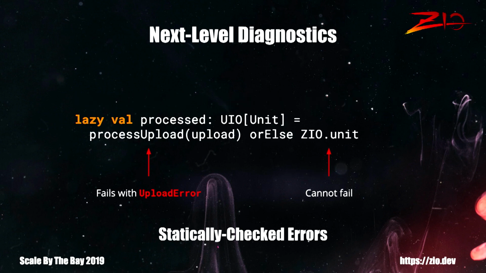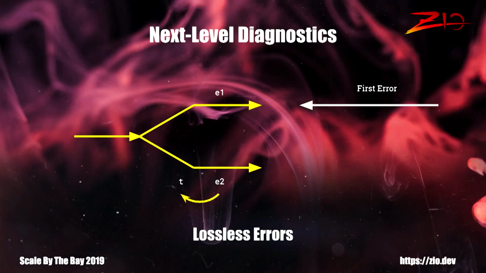And when you have the ability to statically represent effects that cannot fail, it helps you reason about, with the help of the Scala compiler, the error behavior of your application. In this case, we're using the Scala compiler to help us prove that this effect cannot fail. We call processUpload, and that can fail with some sort of upload error, but then we call the orElse operator on that effect to have a fallback, and our fallback cannot fail, and we know it by looking at its type, and the Scala compiler knows it, so we're able to prove at compile time that we've handled all errors in this chunk of code.